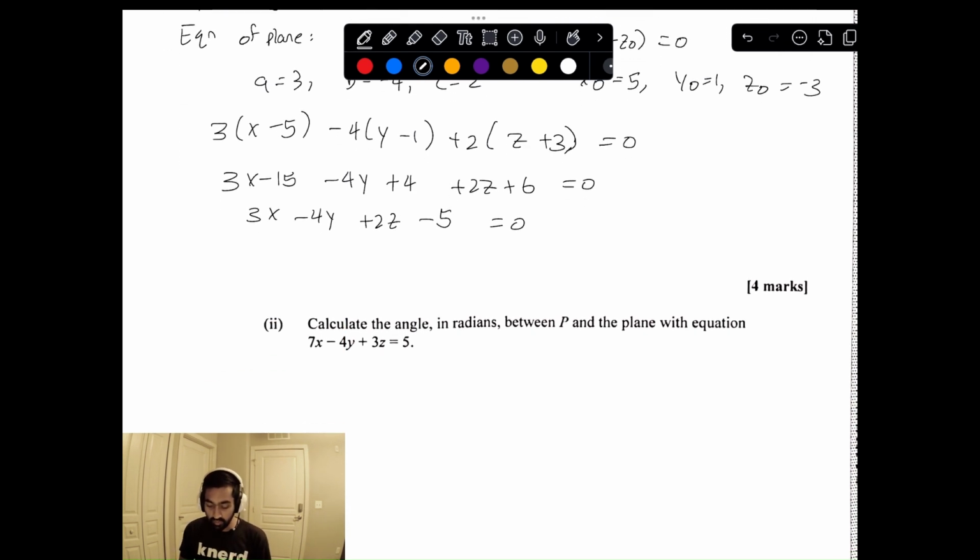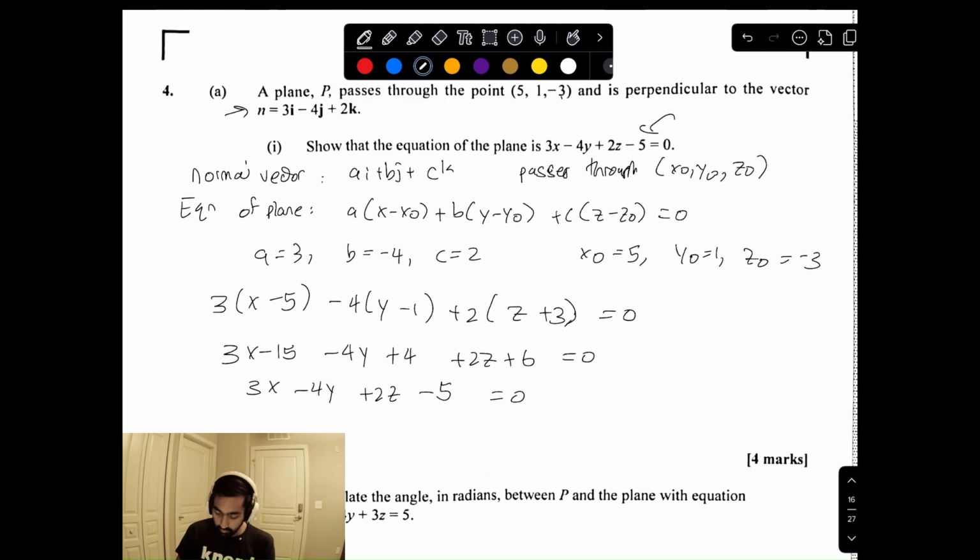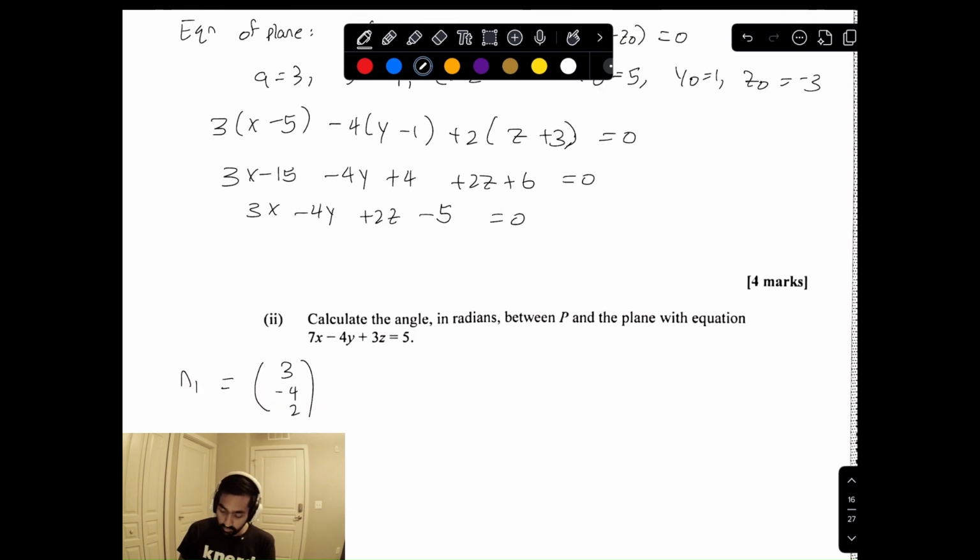Now we're asked to find the angle in radians between this plane and the plane with equation 7x minus 4y plus 3z is equal to 5. When we're asked to find the angle between two planes, all you really need is the normal vector. For our first plane, the normal vector, let's call it n1, is equal to (3, -4, 2). This was given in the question, but you can also see it just by looking at the coefficient of x, the coefficient of y and the coefficient of z.